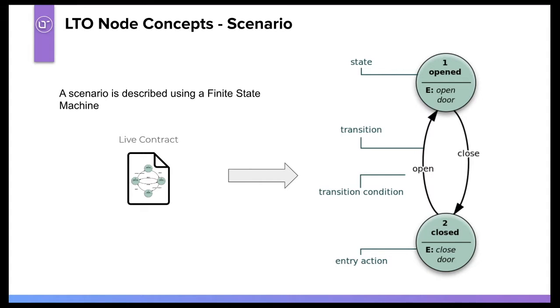Here you see an example of a finite state machine of a door. A door has two states, closed and open, and it can transition between those states by opening and closing. This is how we will describe our workflows as well.